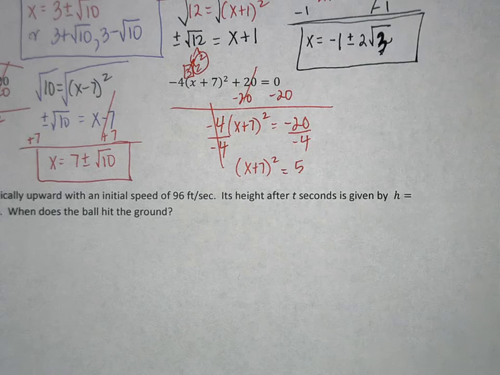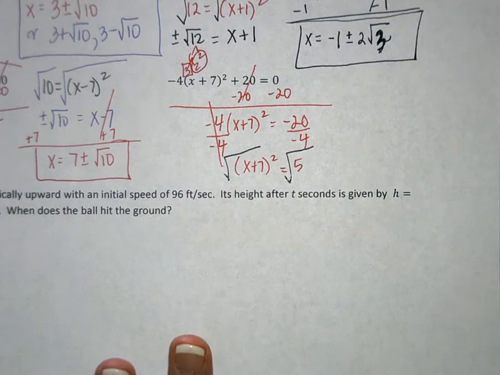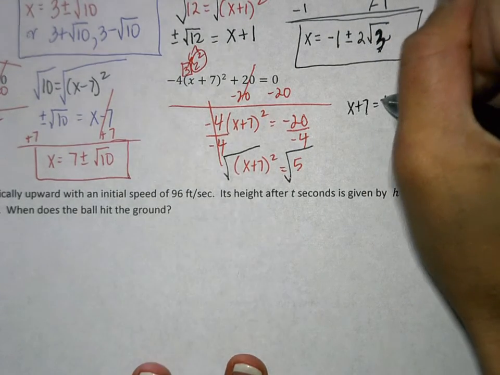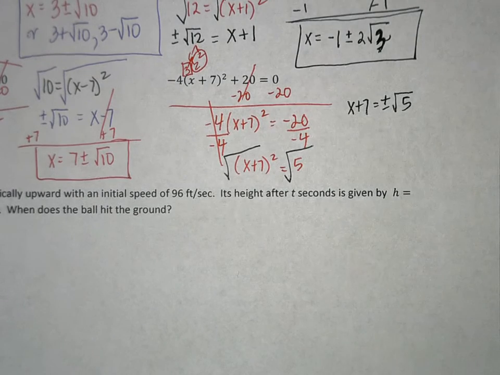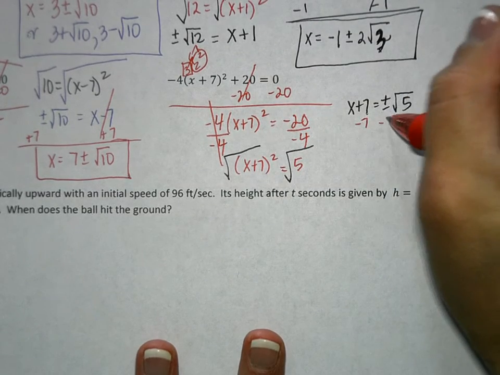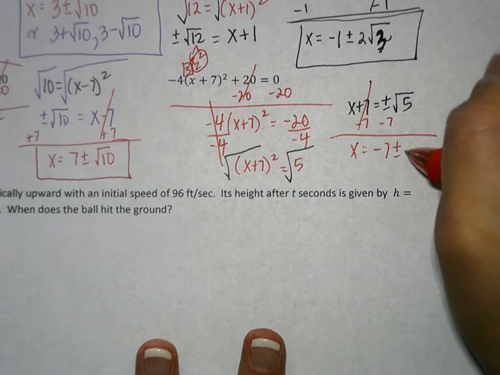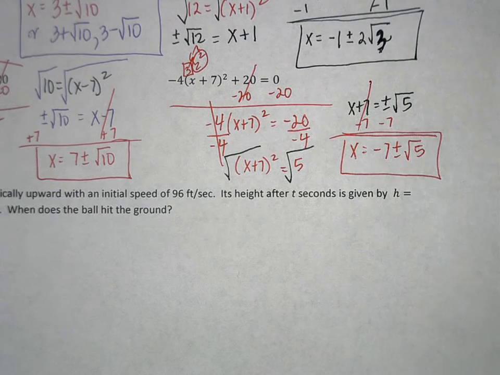Thanks, Aaron. Yes, so we're going to take the square root of both sides. When I do that, I get x plus 7 equals plus or minus root 5. Can I simplify the square root of 5? No. So all I'm going to do is subtract 7. I get x equals -7 plus or minus root 5. Any questions?